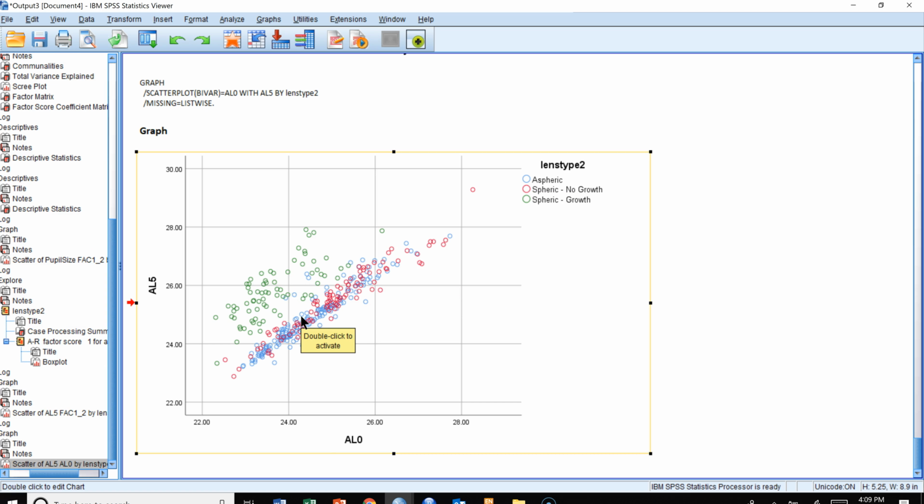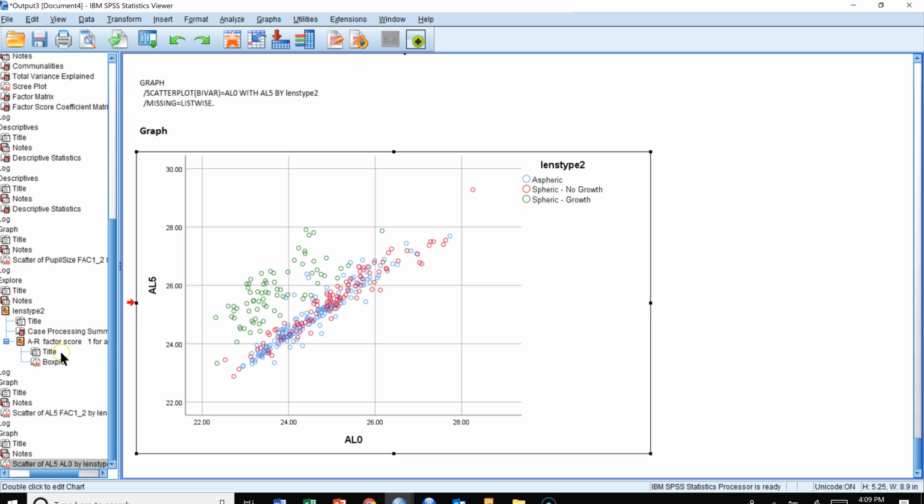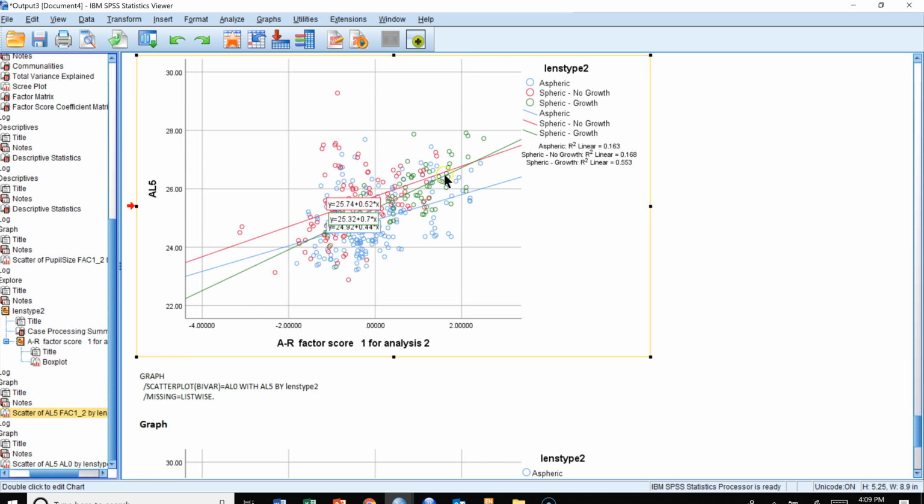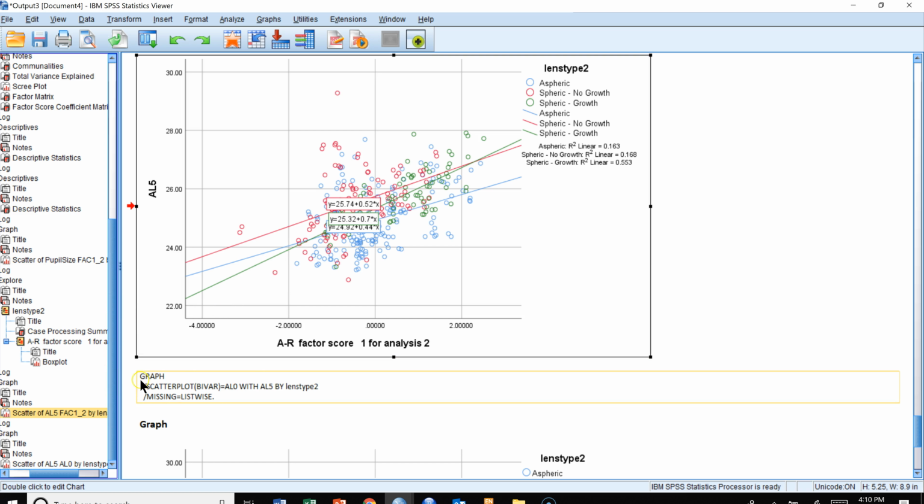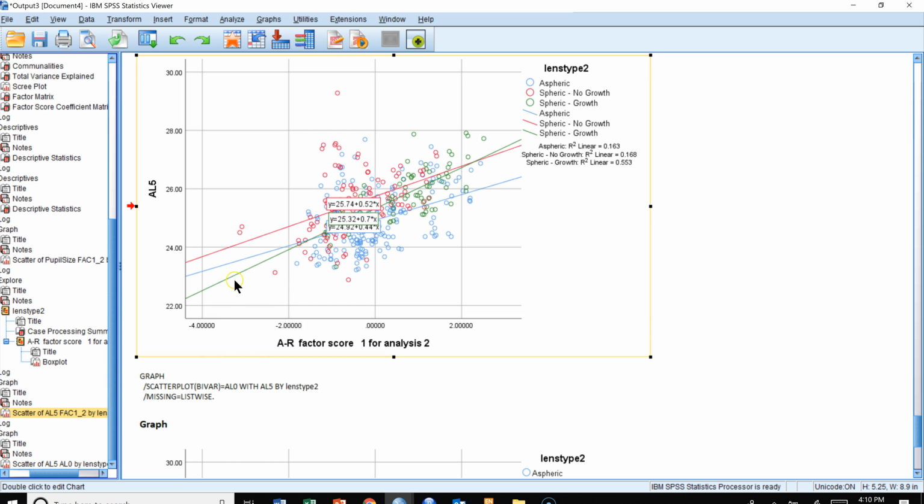Now, when we look at our graph up here, we're not adjusting for baseline axial length. So this is a noisy graph due to the fact that people can be anywhere along here at different levels of axial length. What we'd like to do is adjust this figure so that we are looking at axial length 5 adjusted for baseline variables.